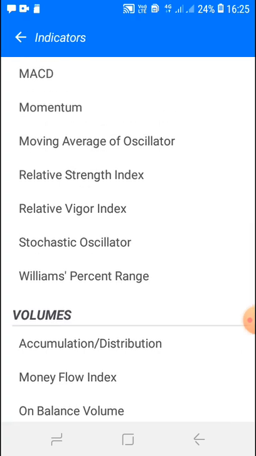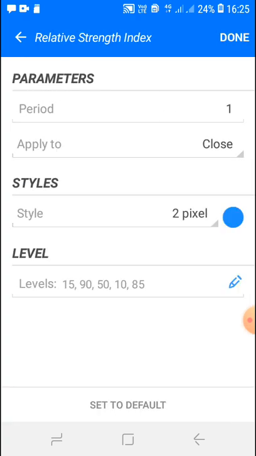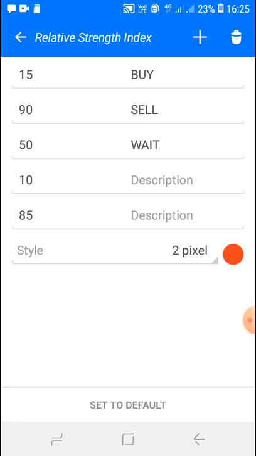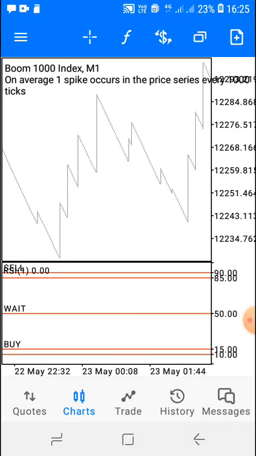And you are going to add the parameters that I have on my chart. Your parameters should be period 1, apply to close, style 2 pixel blue, and when it comes to levels, there should be levels 15 buy, 90 sell, 50 wait, 10, 85. Okay, so check this out. Click on done. So this is how it's going to look.